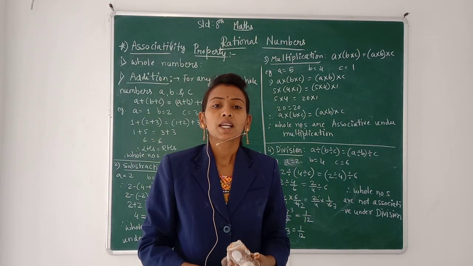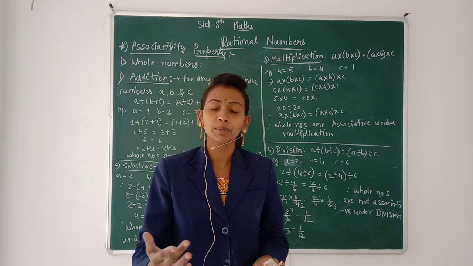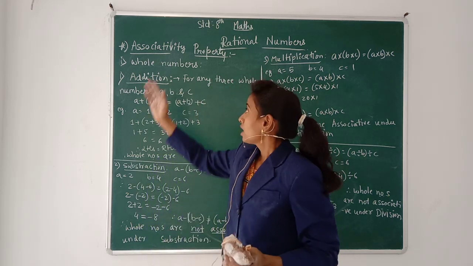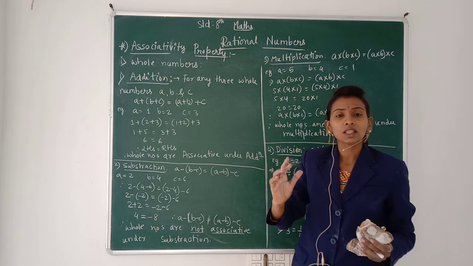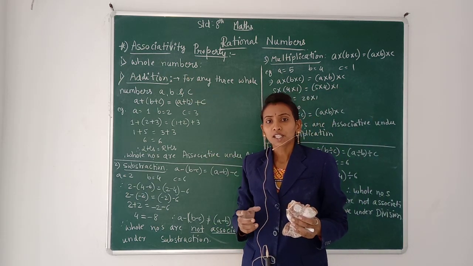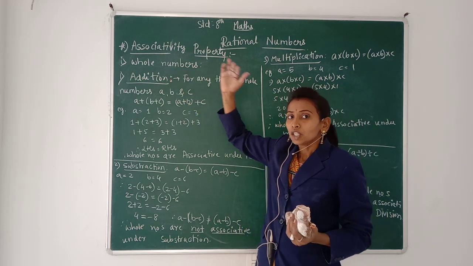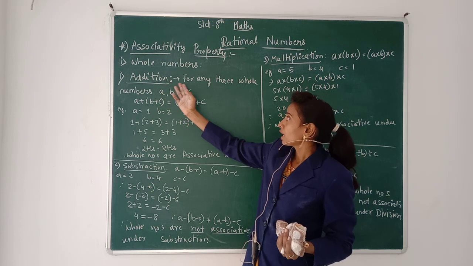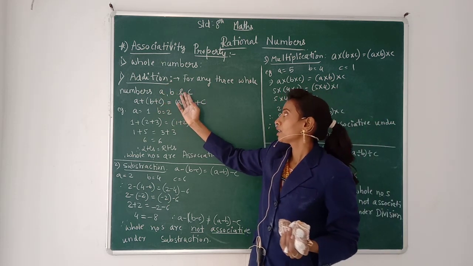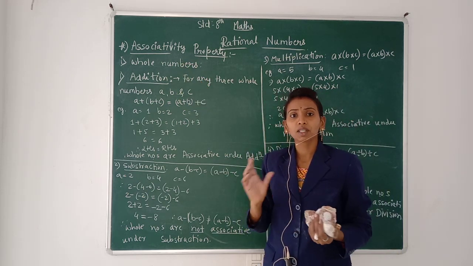In our previous class we discussed the commutative property for all the operations on whole numbers, integers and rational numbers. Today we will discuss the associative property for all the operations on whole numbers, integers and rational numbers. First of all we will see for the whole numbers. For the first operation I have taken any three whole numbers A, B and C. We are checking for the associative property.